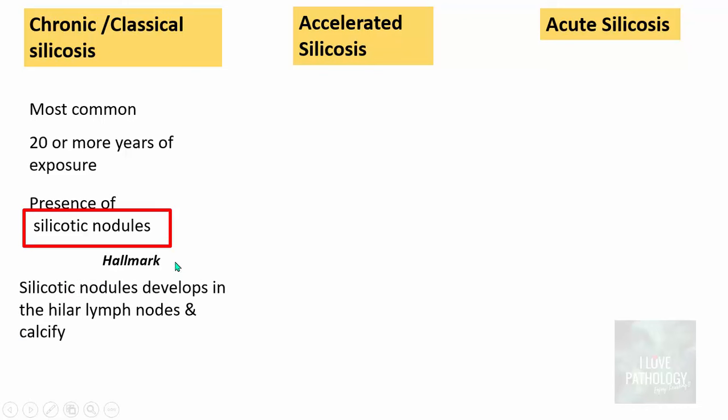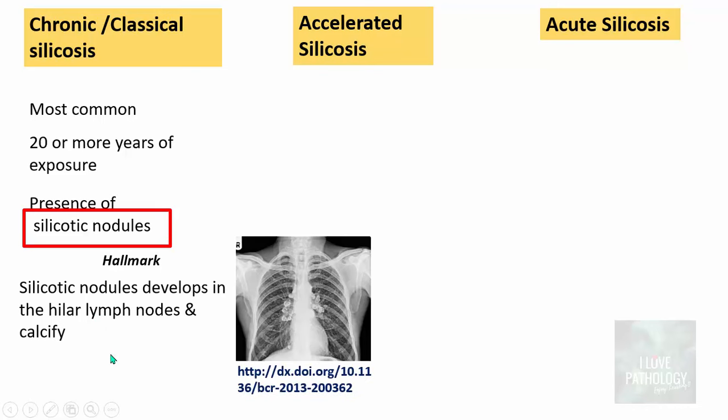That is a hallmark of chronic or classical silicosis. The silicotic nodules initially develop in the hilar lymph nodes, and then they calcify. Because of calcification, on radiological examination they look like eggshell calcification, which is a characteristic finding in silicosis. So the disease progresses to fibrosis of the upper lobe in classical silicosis.